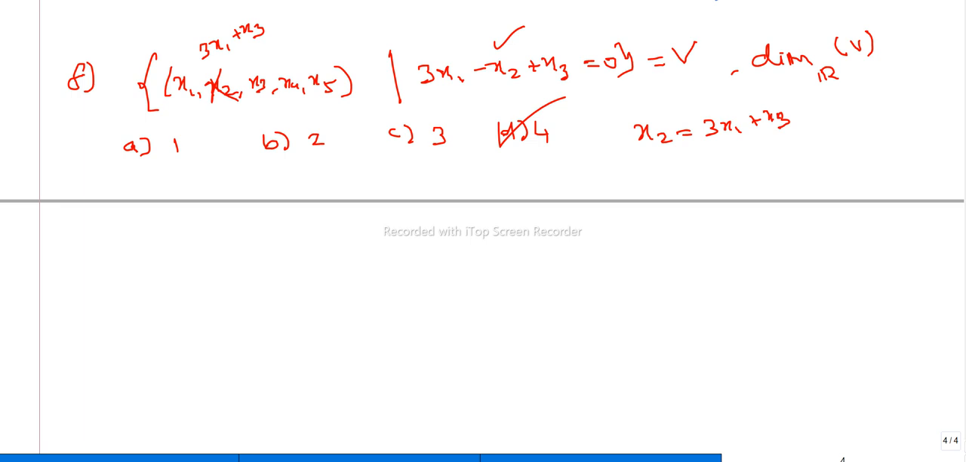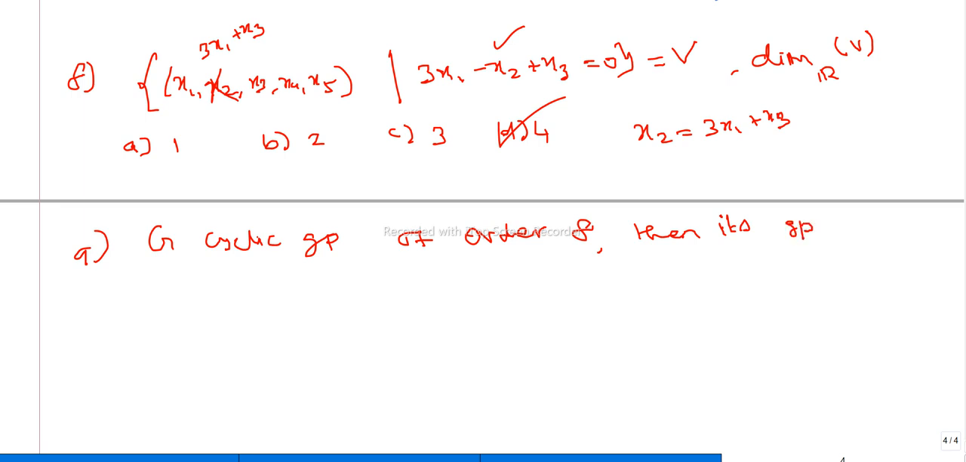Okay, next question from algebra. Suppose G is a cyclic group of order 8. This is a cyclic group of order 8. The question is that the number of automorphisms is, then its group automorphism has order.